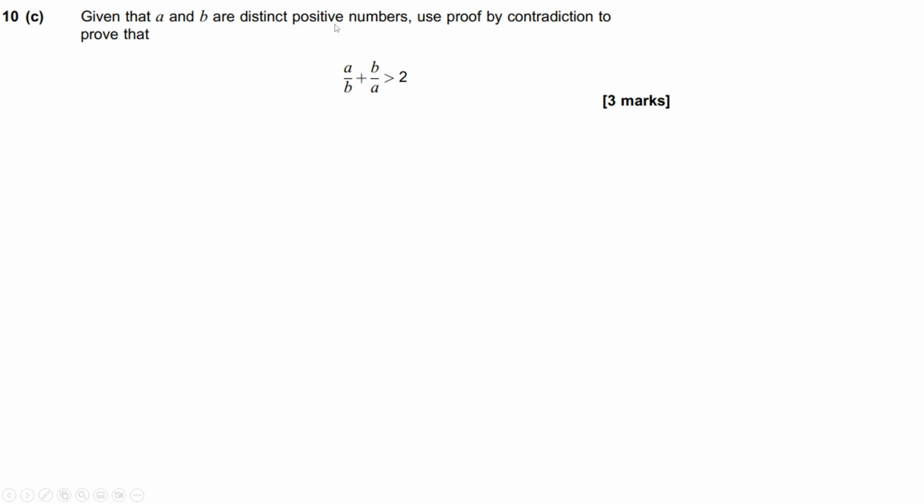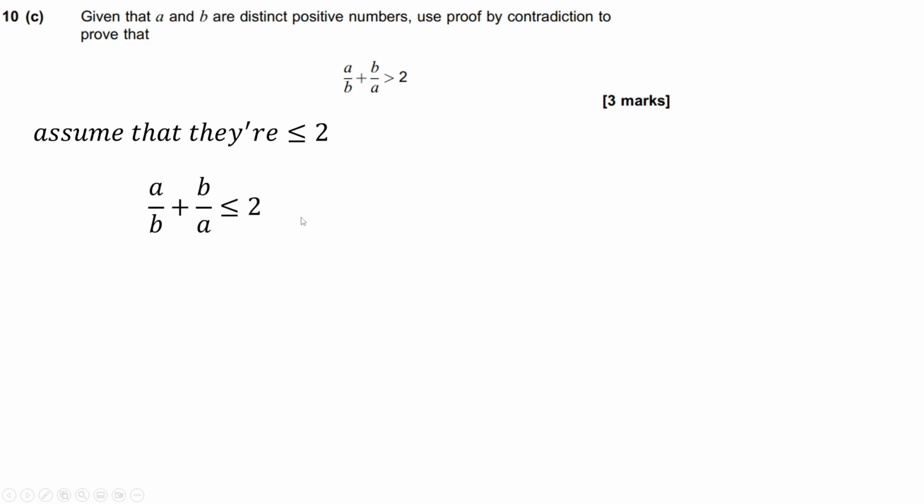Given that a and b are distinct positive integers, use proof by contradiction to prove that this. Okay, if you're ever doing a proof by contradiction and you're not sure what to assume is actually false, the idea is don't assume false what they've actually given you as true fact, right? So the true fact that they've given us is that a and b are distinct positive numbers. We can't change that. We just have to accept that. It's not something we can assume is wrong. What we can assume wrong is this inequality, right? It could actually be less than or equal to 2, so let's just assume that's the case.